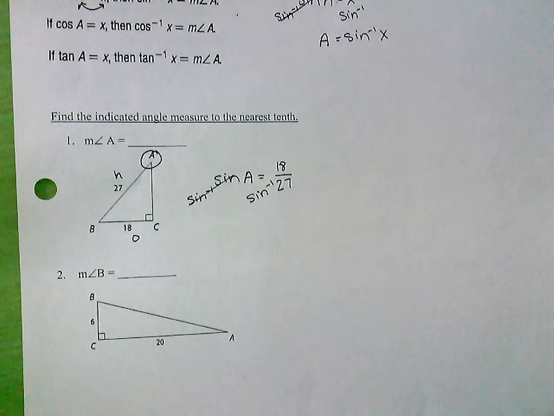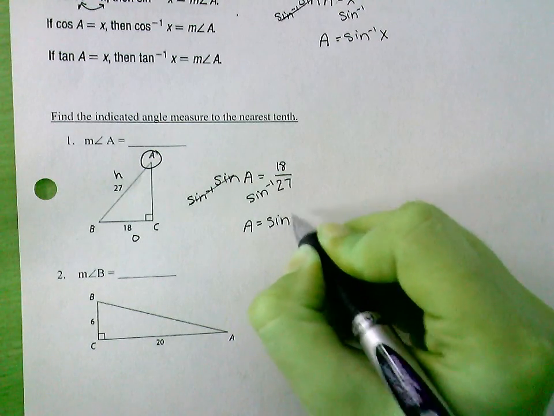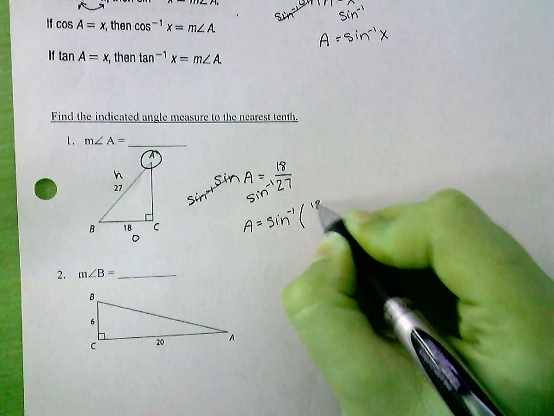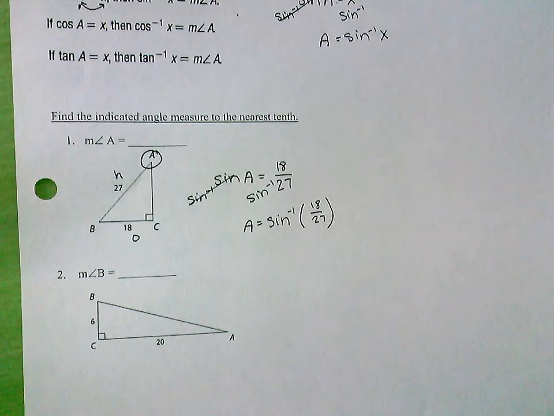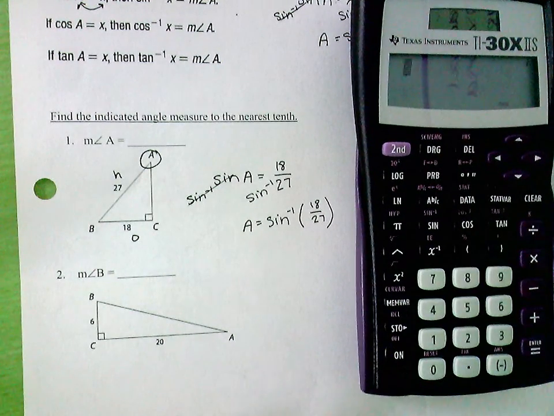Okay, they cancel out on the left-hand side. So we have A is equal to sine inverse of 18 over 27. From here, we're just going to plug it into our calculator. So here's my calculator. If you have one like this, again, you can just type it in straight across.